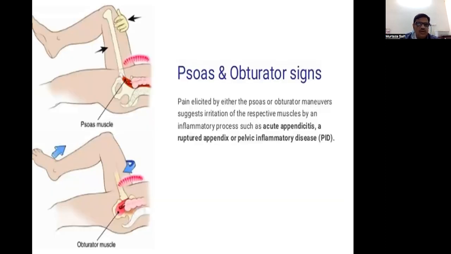This picture showing elicitation of psoas and obturator signs. Pain elicited by either psoas or obturator maneuvers suggests an irritation of the respective muscles by an inflammatory process such as acute appendicitis or a ruptured appendix or pelvic inflammatory disease.